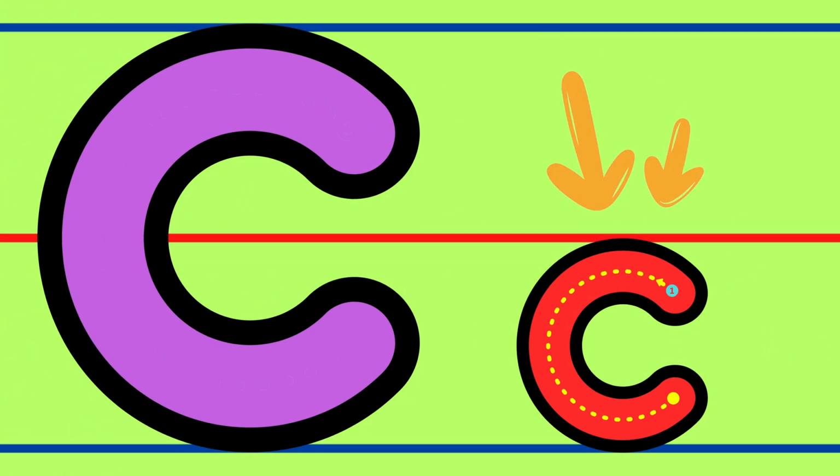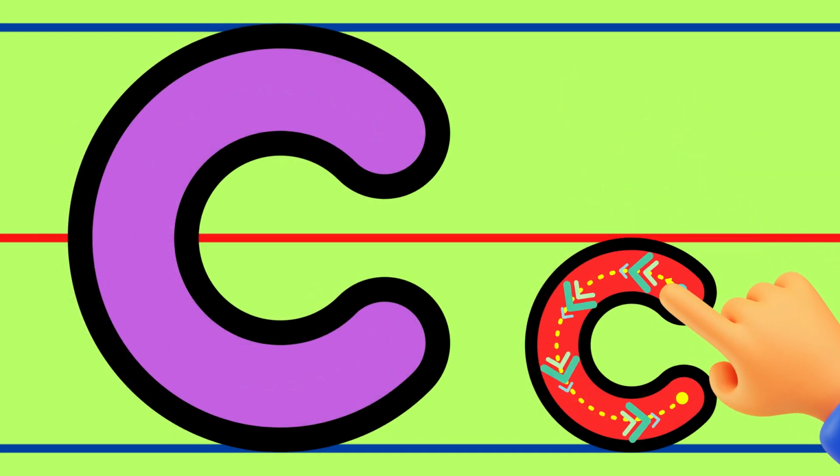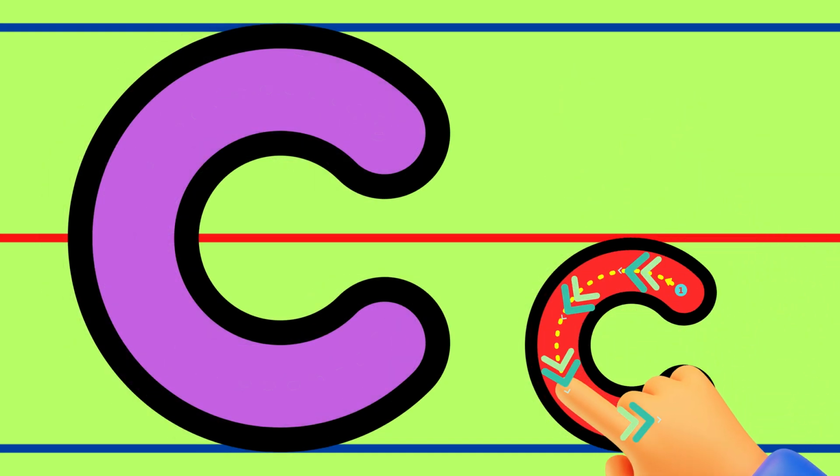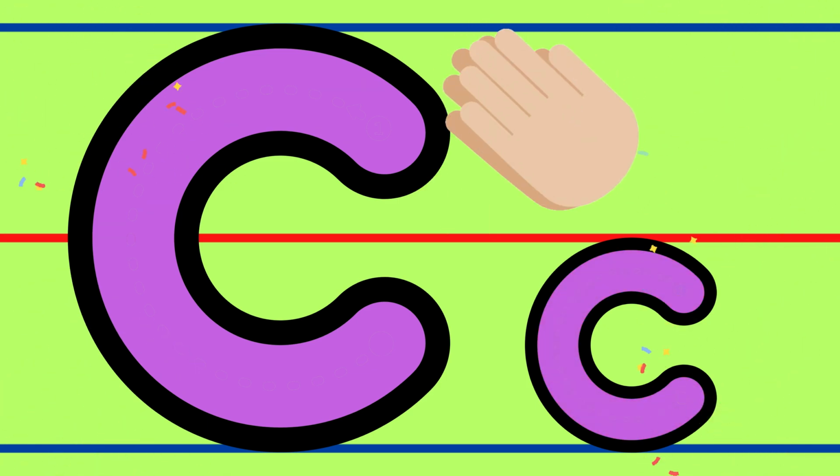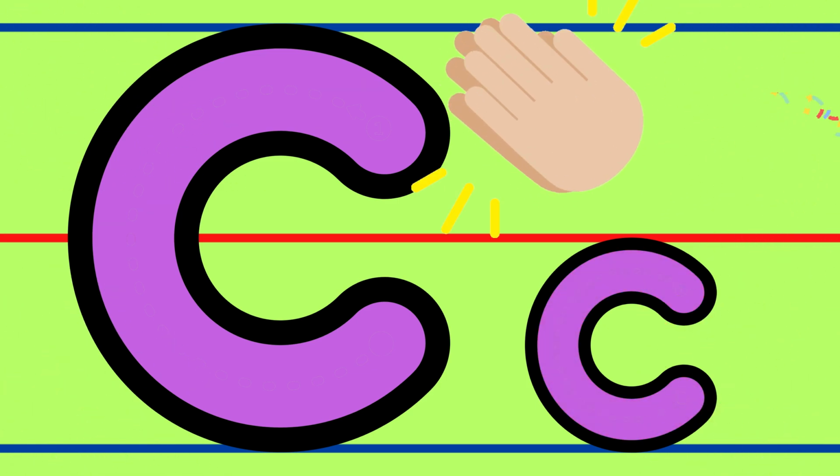Now, let's learn to write the lowercase or small letter c. Start from the middle and draw a curved line all the way to the bottom. Wonderful! You have learned to write the big and small letter C.